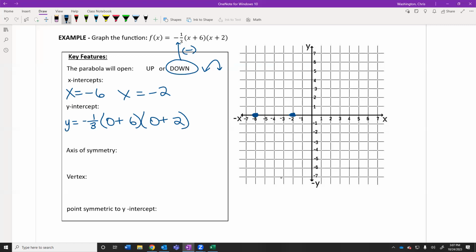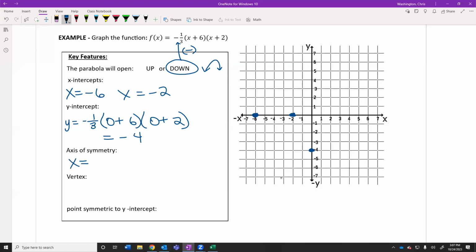So to find the y-intercept, we're going to plug in 0. 0 plus 6 is 6. 0 plus 2 is 2. 6 times 2 is 12. And 12 times negative 1/3 is the same as 12 divided by negative 3. Or just type all that in the calculator, and we get negative 4. So we're going to cross the y-axis at negative 4.